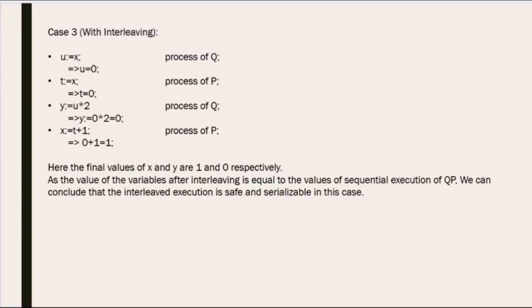If we remember, we got the same values of x and y when we executed Q followed by P. Hence, we can say that this execution is safe and serializable. So I have concluded that as the values of the variables after interleaving are equal to the values of the sequential execution of Q then P, the interleaved execution is safe and serializable in this case.